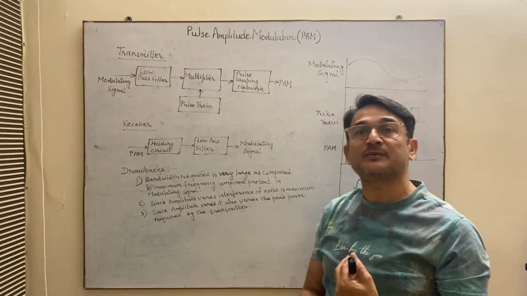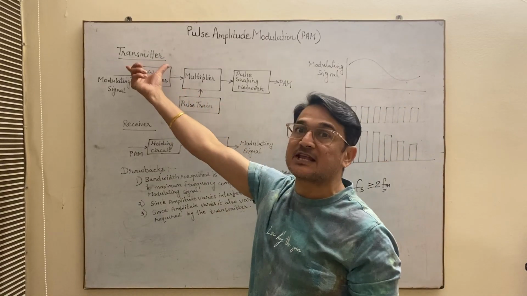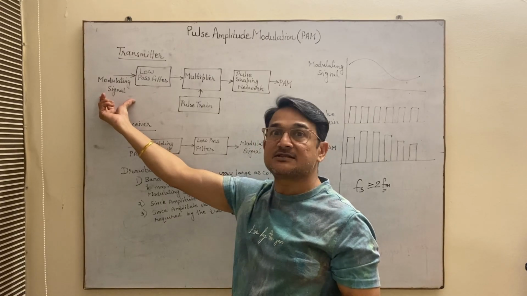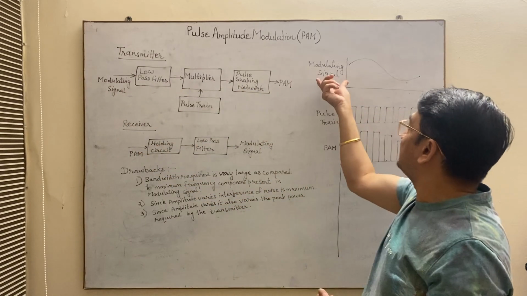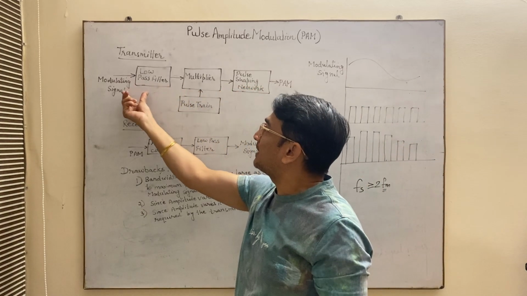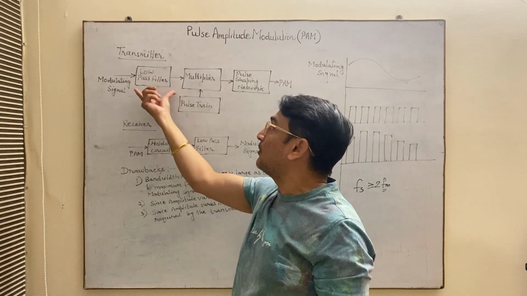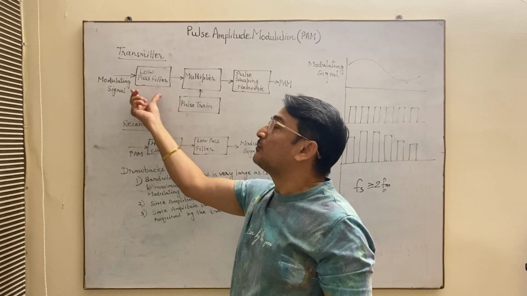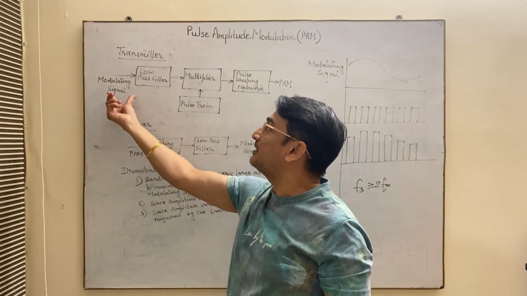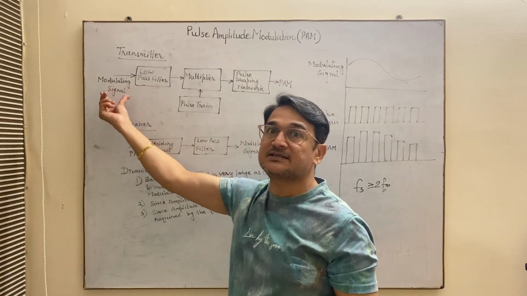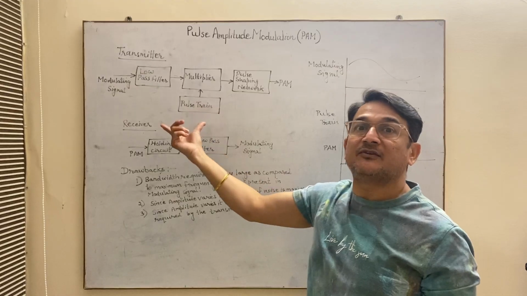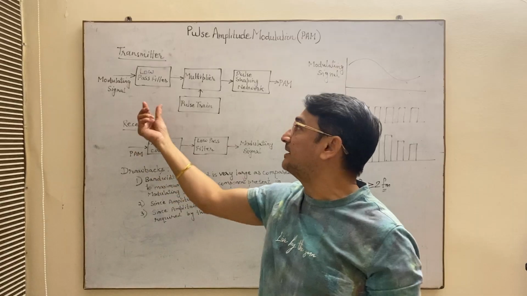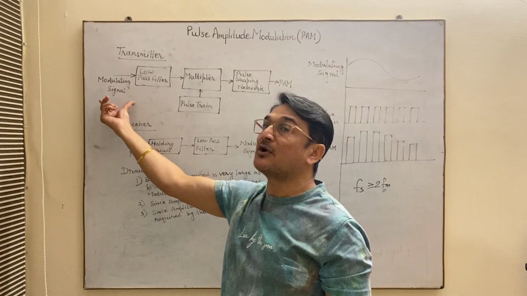First, for the generation of pulse amplitude modulation, we will see the transmitter block diagram. In this transmitter block diagram, you can see that this is the modulating signal. That means this signal which we want to transmit is given to the low pass filter. Now why are we passing it through the low pass filter? Just to remove the unwanted signal, because we are multiplying this signal with a pulse train, and the pulse train has a frequency which is twice or greater than the frequency of the maximum component of the modulating signal.